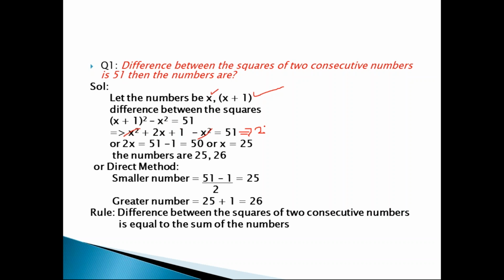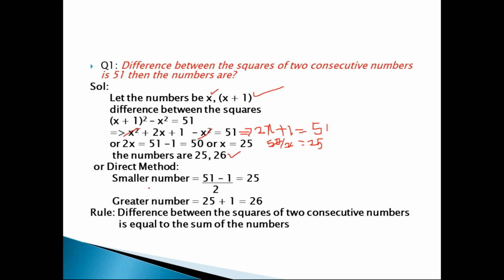2x plus 1 is equal to 51. Then 2x is equal to 51 minus 1, which gives you 50, or 2x is equal to 50. Then x is equal to 50 by 2, which is 25. Then the next number will be 25 plus 1, which is 26. Then the numbers are 25 and 26.